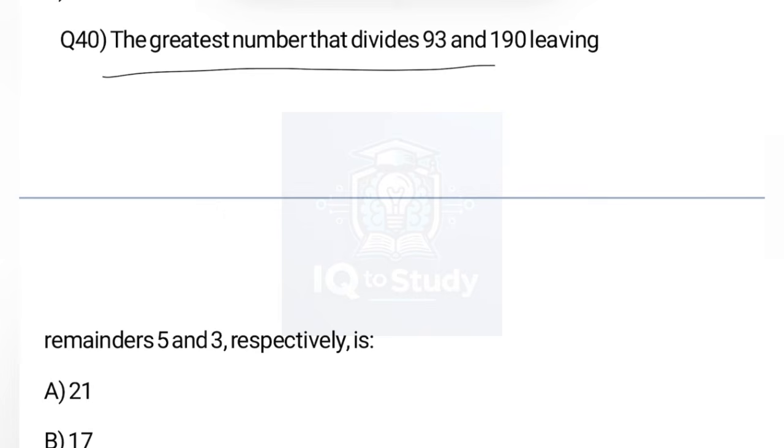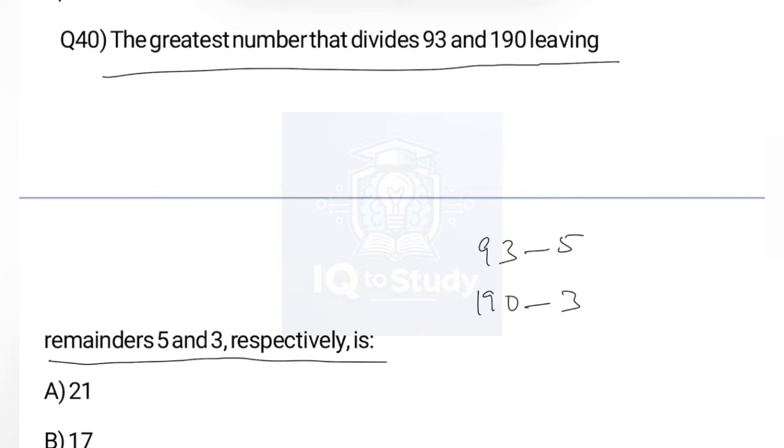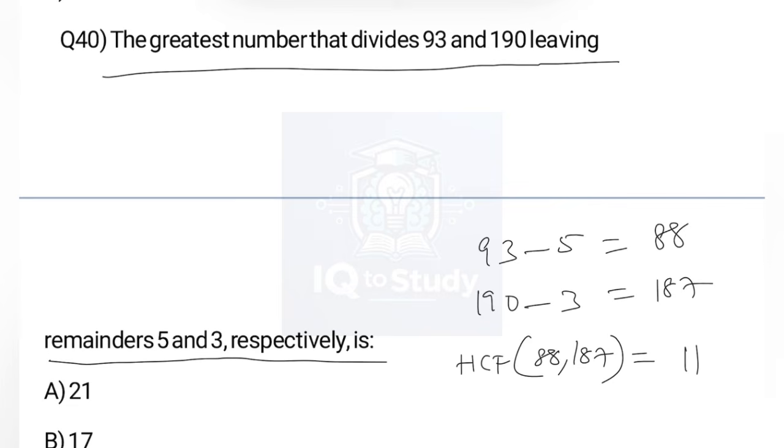The greatest number that divides 93 and 190 leaves remainder 5, 3 respectively is. The numbers are 93 and 190 and it leaves remainders 5 and 3. So 93 minus 5 is 88 and 190 minus 3 is 187. So greatest number means HCF of 88 and 187, that is equal to 11.